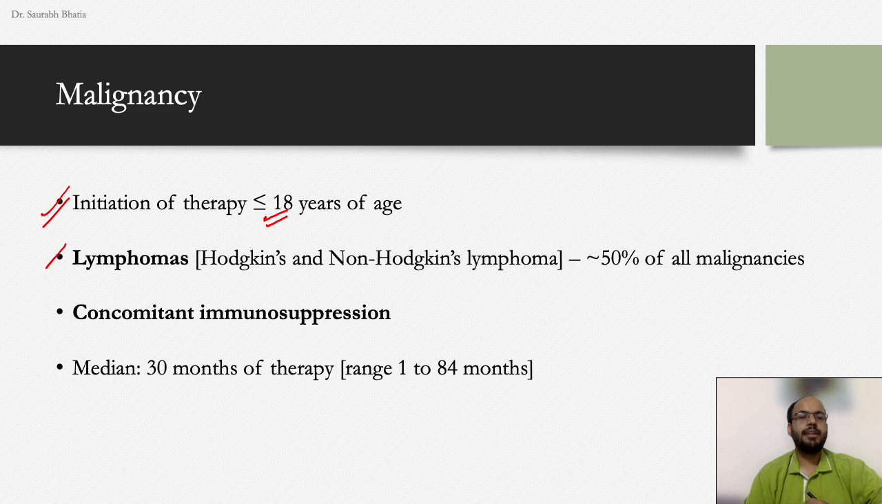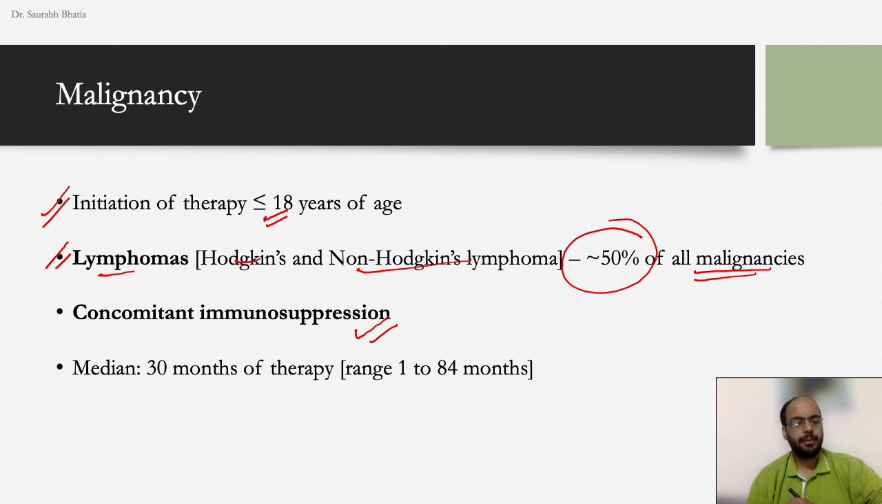Most of the common malignancies are lymphomas, including Hodgkin and non-Hodgkin lymphoma, and they account for roughly about half of all malignancies that develop. Additional immunosuppression given during the treatment or therapeutic phase is an independent risk factor for development of malignancies. Okay, and median development of malignancy is 30 months of therapy, range of 1 to 84 months.